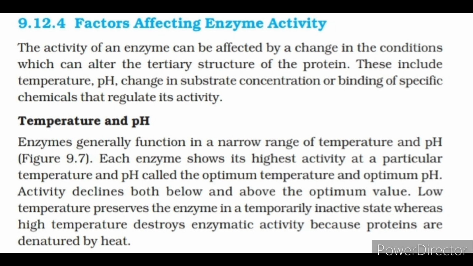Factors affecting enzyme activity. The activity of an enzyme can be affected by a change in the conditions which can alter the tertiary structure of the protein. These include temperature, pH, change in substrate concentration or binding of specific chemicals that regulate its activity. Temperature and pH. Enzymes generally function in a narrow range of temperature and pH. Each enzyme shows its highest activity at a particular temperature and pH called the optimum temperature and optimum pH. Activity declines both below and above the optimum value. Low temperature preserves the enzyme in a temporarily inactive state, whereas high temperature destroys enzymatic activity because proteins are denatured by heat.